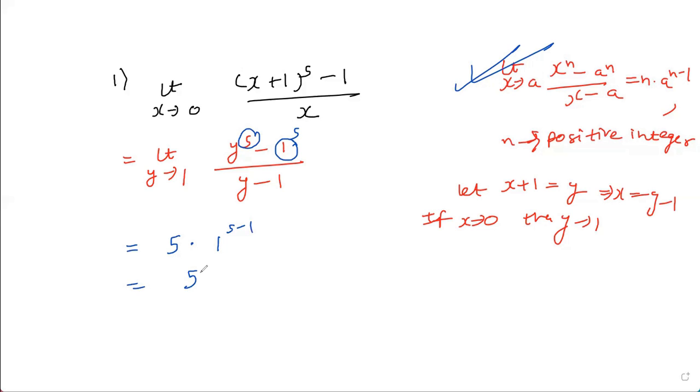So let's move on to the next one. Question number 2, or example 2, whatever you call it. Now, suppose we have something like this, that we have to solve, where we have to find limit x tends to 3, x to the power 4 minus 81 divided by 2x square minus 5x minus 3.